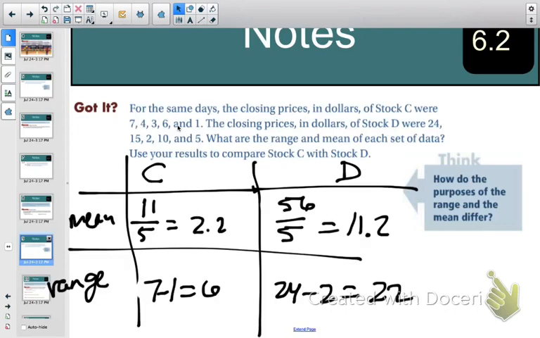Alright, so I've done stock C and stock D, found the mean and the range. The mean in stock C is 2.2. The mean in stock D was 11.2. Range was 6 for stock C. Range was 22 for stock D. So stock D clearly has the higher mean, higher average. However, it also has a much higher range because your highest number was 24 and your lowest number was 2. So those data values are a lot more spread out, a lot more inconsistent, we can say, than stock C. Stock C was 1, 3, 4, 6, or 7. So you kind of know what you're getting with stock C. Stock D is a little bit more variable. Not really sure what's going to happen with stock D.